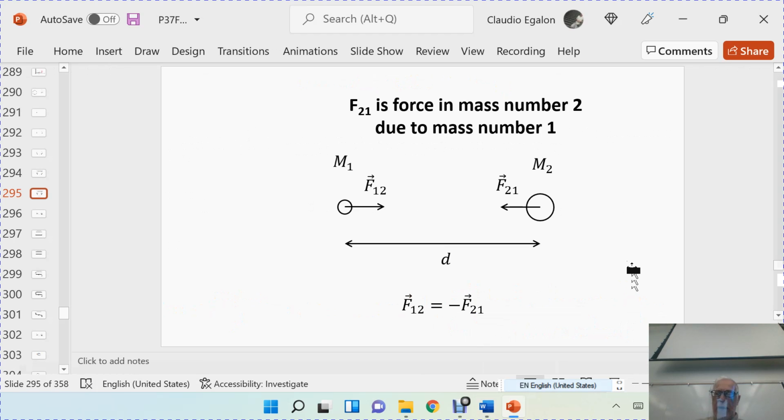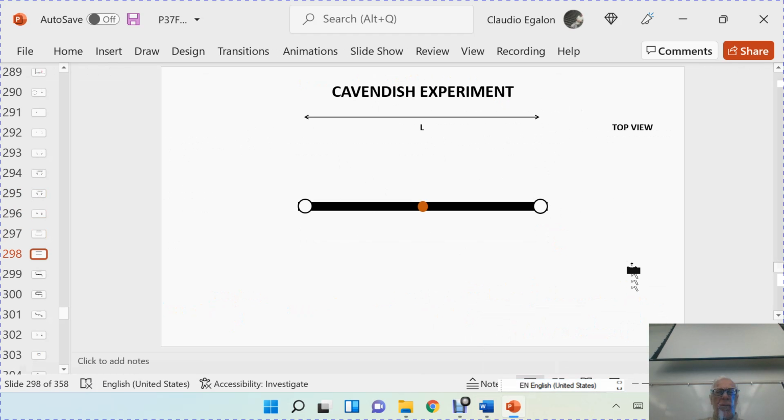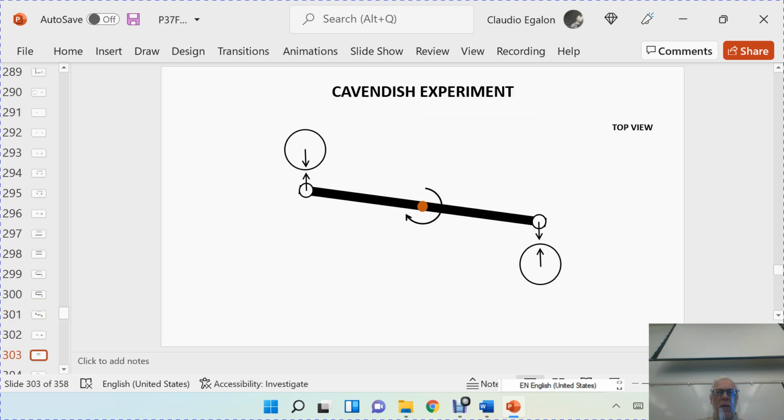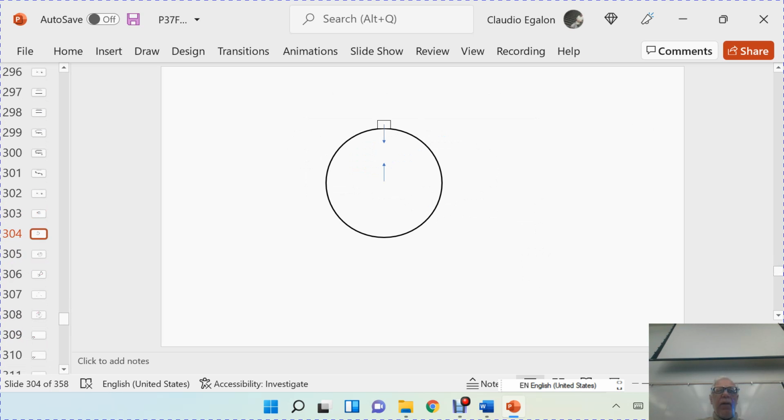Let me check if I have it. Oh yeah, I have it here. Here you go. That's the illustration that I want to show you. Someone is sitting down on the surface of the Earth, and that's an 80 kilogram mass. And because of the law of universal gravitation, it's being attracted towards the center of the Earth.